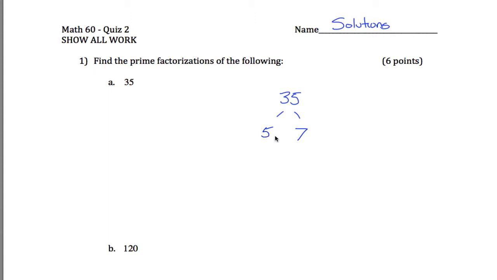And for this problem, we can't go any further because these are both prime numbers. So what we get is that 35 is equal to 5 times 7. In other words, its prime factorization is just 5 times 7. And that's it. That's all you do.